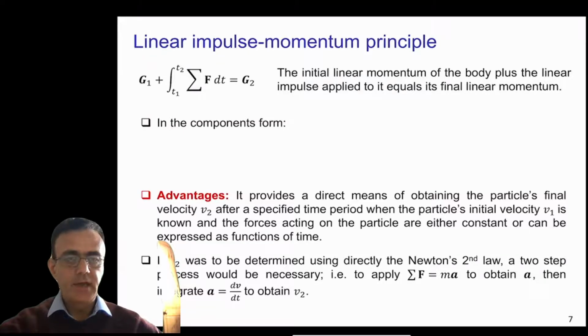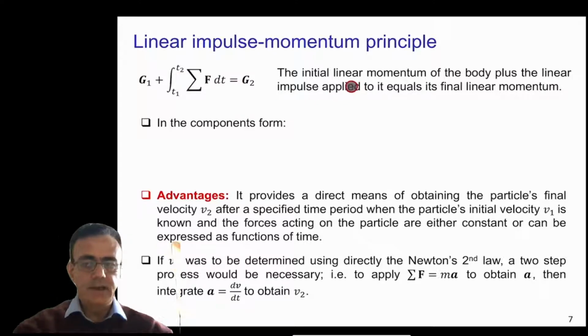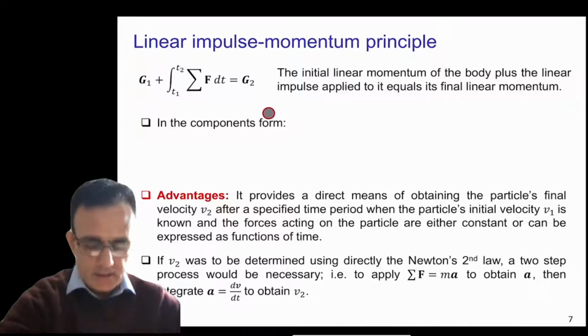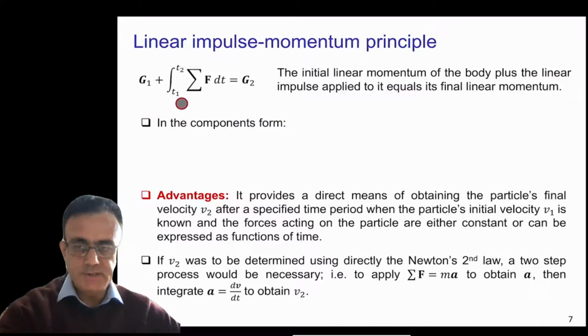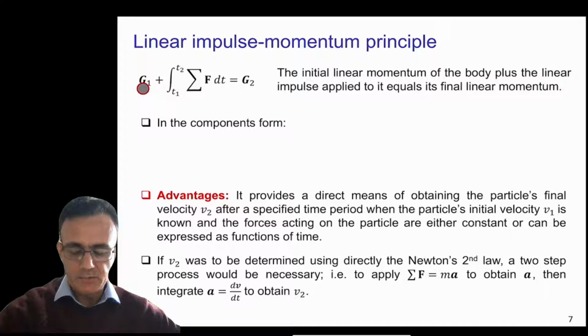Okay, so this was the equation of the linear impulse momentum principle. The initial linear momentum of the body plus the linear impulse applied to it is equal to the final linear momentum. So again, as you can see, this is a vector equation, so you will have to do this using the head-to-tail rule. But in the component form you can also write this equation.